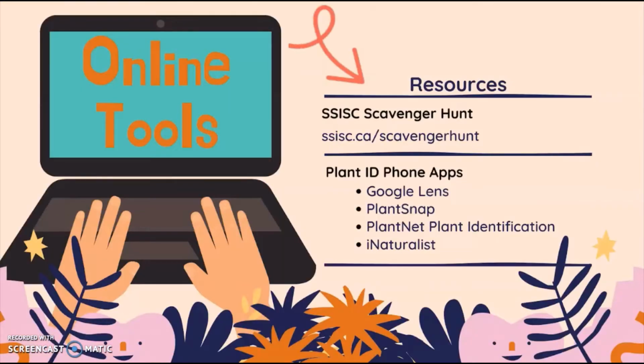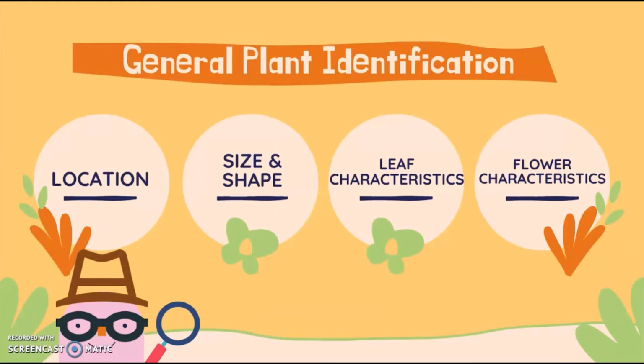You can go online and check out our Scavenger Hunt webpage to get more tips and photos that will help you quickly identify invasive plants when you're out with your family. You can also download apps that will help you identify plants using your phone's camera. We've listed some of those apps on the webpage. You can go to SSISC.ca/scavenger hunt.